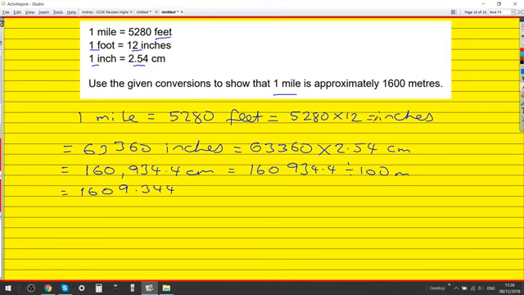1,609.344. Is that approximately equal to 1,600 meters? Approximately, yeah. That's approximately 1,600 meters. Okay. Wow.